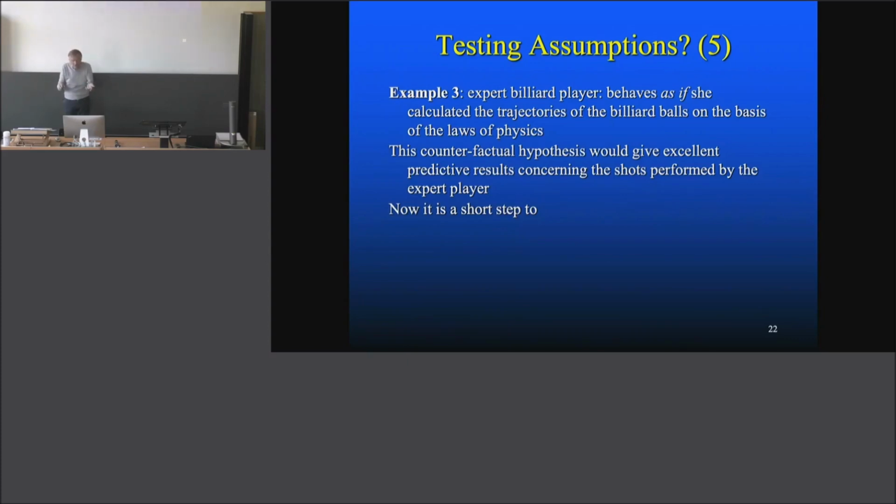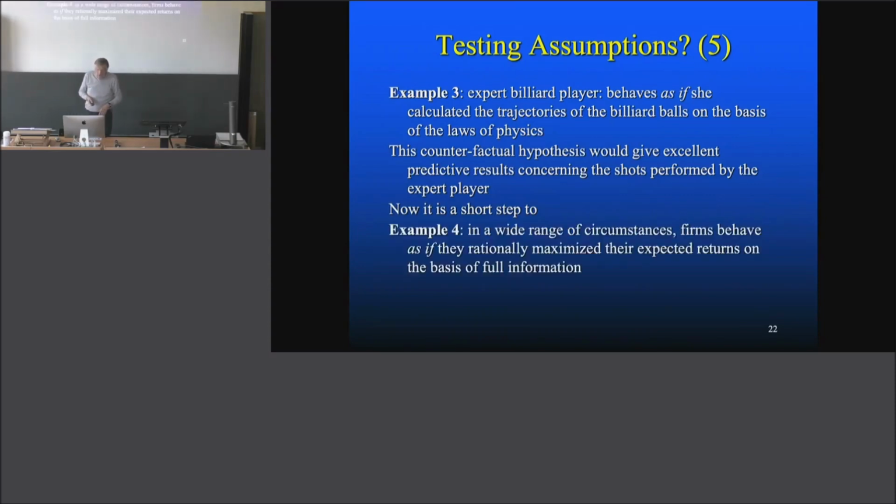What do we learn from that for economics? Difficult to say. Let's see. Okay, and then he says it's a short step to example 4, and now we are back to economics. In a wide range of circumstances, firms behave as if they rationally maximize their expected returns on the basis of full information, right? That is what economists would do. They say, okay, what's the expected returns on the basis of full information when they rationally maximize, and you assume that the firms are rational, like the other players in the market, and firms behave as if they do it, right? So like the expert player, she behaves as if she calculated.